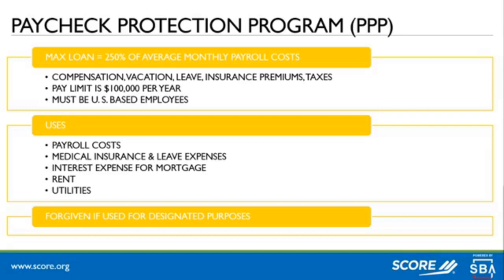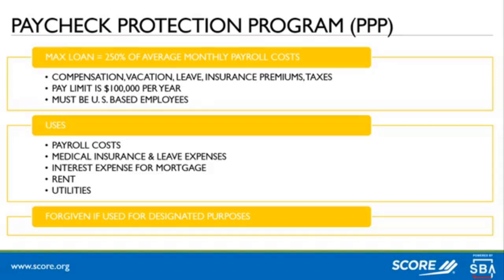And then the big question, of course, is what can you use this money to do? One of them is you can continue payroll costs, and the idea behind the program is that you would maintain your employees in the business and be able to continue paying them for up to 8 weeks. It would also cover their medical insurance and any leave expenses that you have, like a vacation accrual or something like that. And then interest expense for your mortgage.